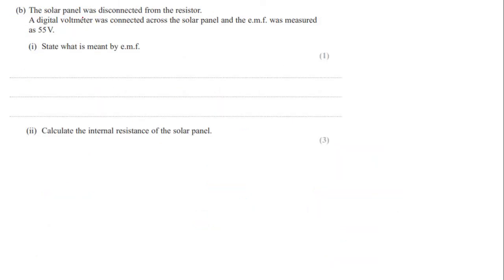The solar panel was disconnected from the resistors, and a digital voltmeter was connected across the solar panel. An EMF of 5.5 volts was measured. State what is meant by EMF.